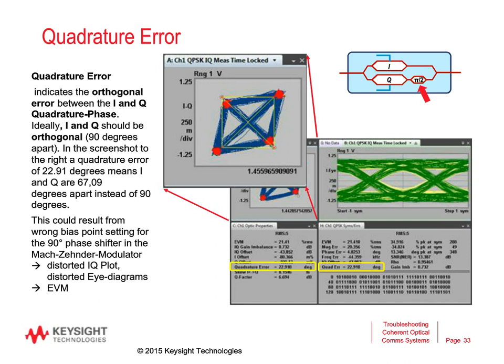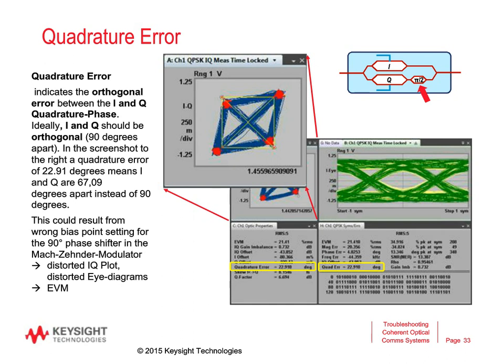This result could come from IQ modulator bias settings in the 90-degree phase shifter. So if you consider a single polarization modulator, you have your I and Q modulator, and then the phase shifter in one of the paths, and if that phase shifter is not set correctly, you would see this kind of distortion in the eye diagram.